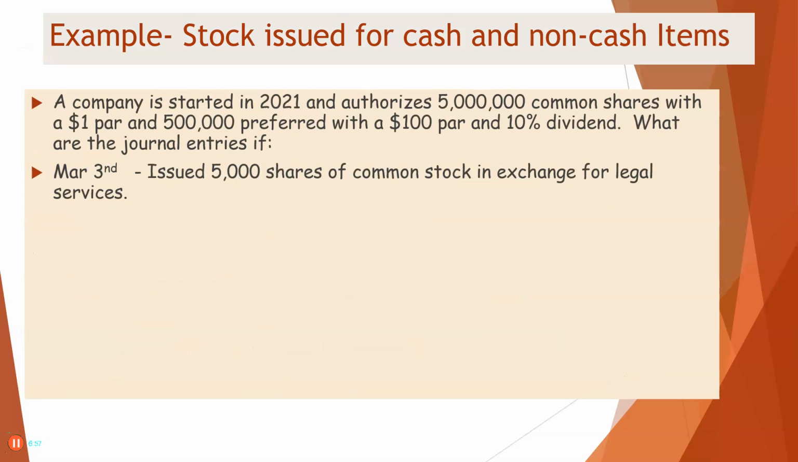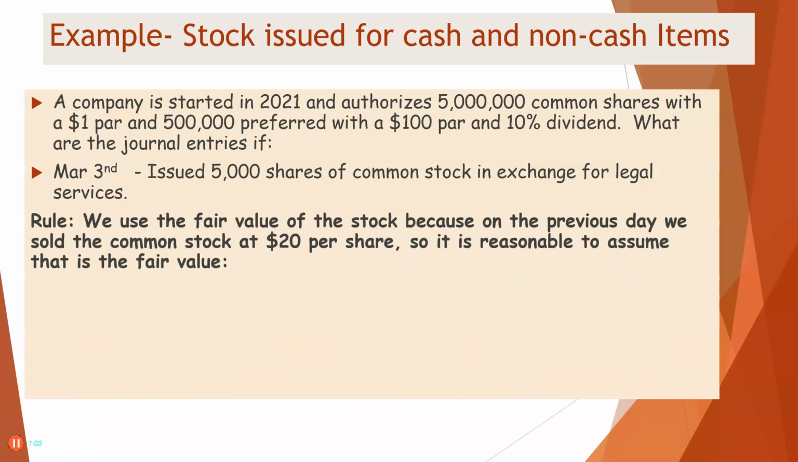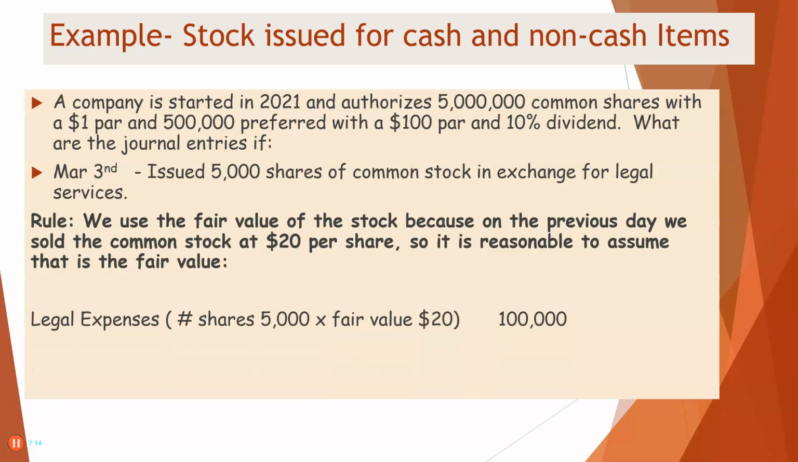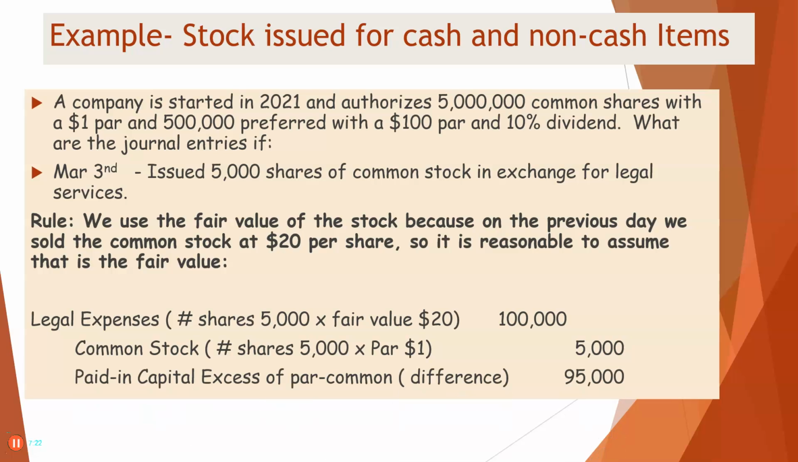Now, on March 3rd, we issued 5,000 shares of common stock in exchange for legal services. Now, we use the fair value of the stock because on the previous day we sold the common stock at $20 per share. So it is reasonable to assume that is the fair value. So the legal costs are going to be 5,000 shares at $20 a share. Common stock will be 5,000, which is 5,000 shares times $1, and the difference goes to paid-in capital.